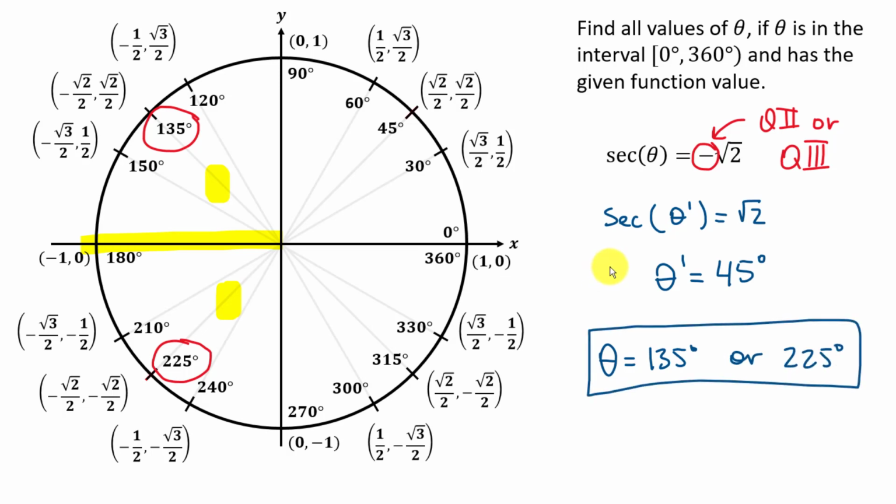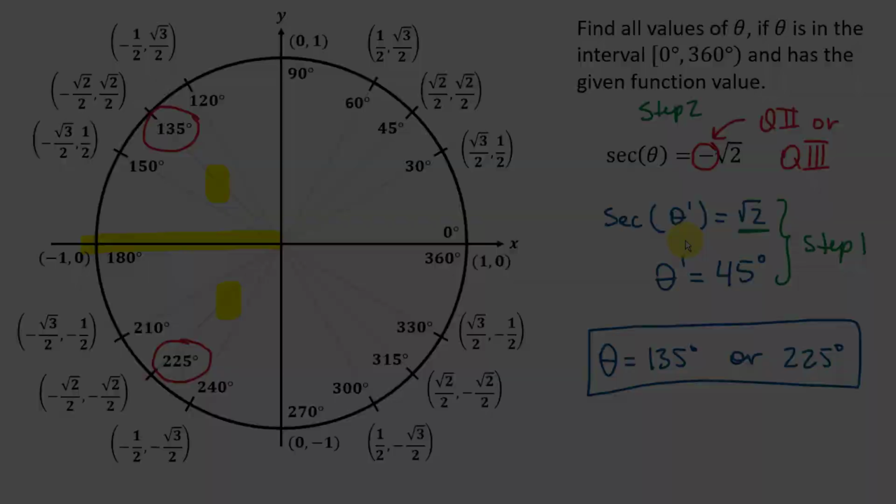So to summarize the process, I basically had to take two steps. First, I identified the reference angle using the table and the fact that its secant value has the same numerical part as my angle. And in step 2, I used the fact that the given secant value is negative, so that narrowed down my search to quadrants 2 and 3. As I put those two together, I got the result. By the way, it doesn't matter in which order you do those steps. You can start by identifying the correct quadrants and then work with the reference angle.